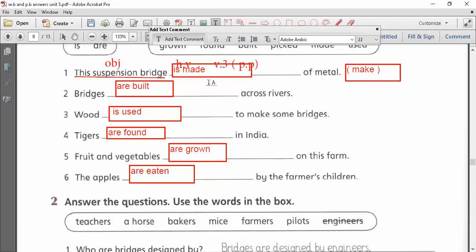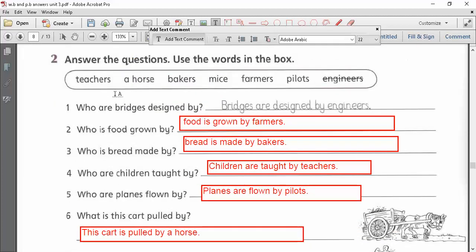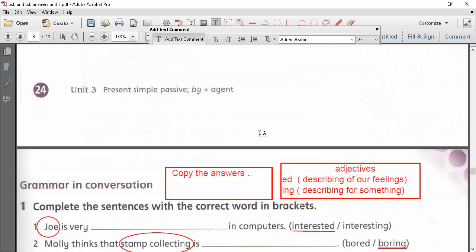Okay. Let's take the next one. Bridges are built across rivers. Bridges is an object. Are is a helping verb. And built is verb 3 of build. Who are bridges designed by? Bridges are designed by engineers. Who is food grown by? Food is grown by farmers. Here we use the object at the beginning, then a helping verb, then verb 3, then the complement of the sentence.